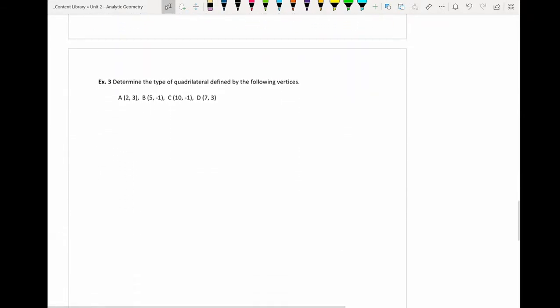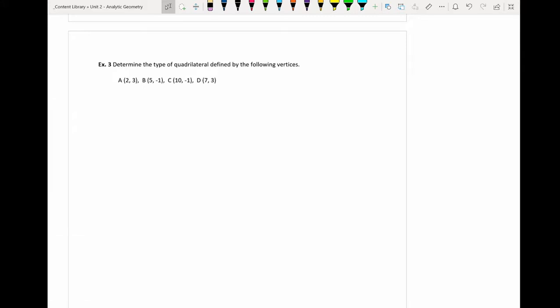Finally, with my last one, example 3, determine the type of quadrilateral defined by the following vertices: A(2, 3), B(5, -1), C(10, -1), and D(7, 3). So I'm always going to start off by drawing out a shape just so that I can label out my points roughly where they should be. It's to help us visualize where they are.